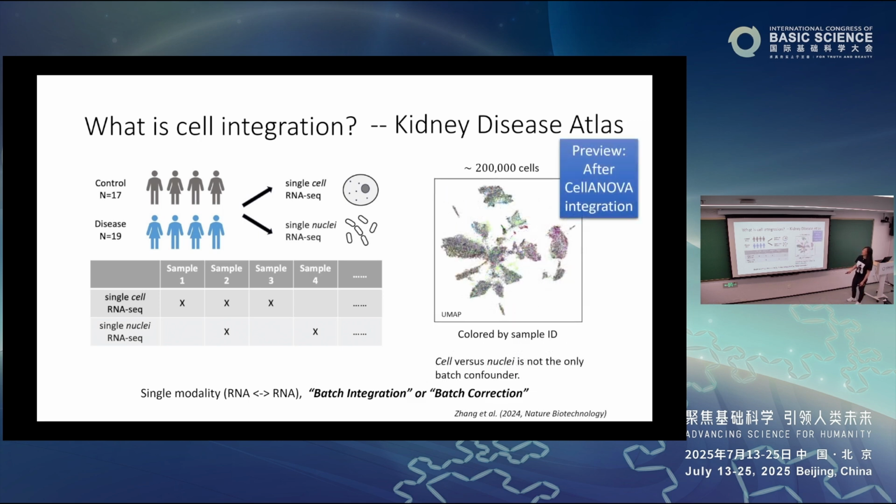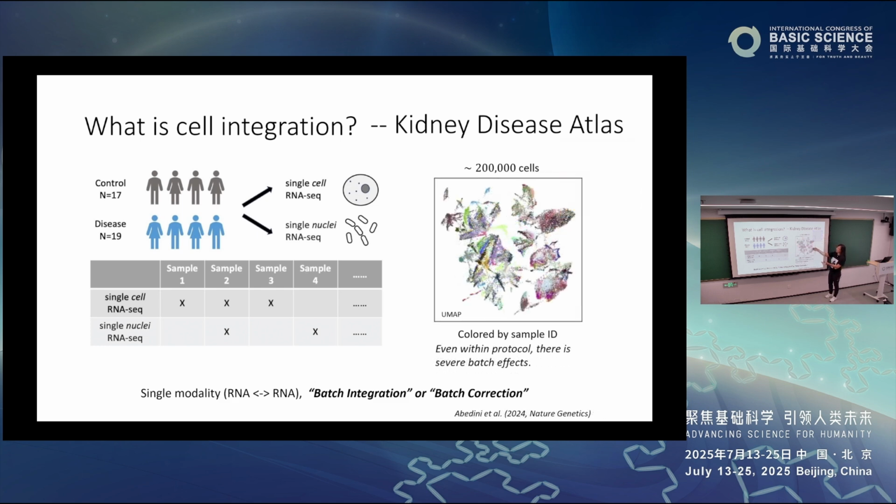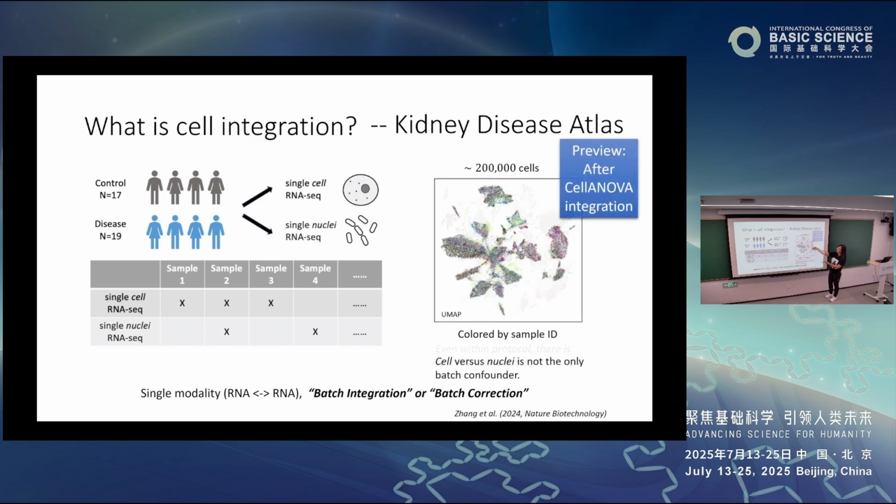And I just want to show you an example of what happens after you do data integration. Instead of seeing a mess like this, you get very clean clusters popping out, and these clusters actually represent different cell types. Okay, they should represent the different epithelial cells or immune cells that are in the kidney.